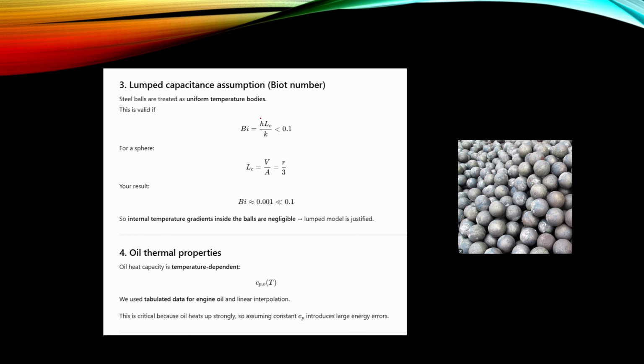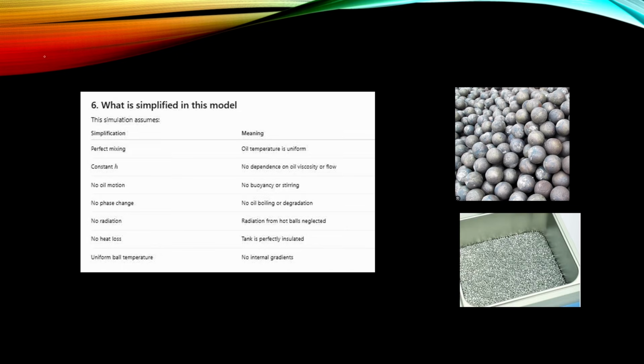Biot number is a function of heat transfer coefficient times characteristic length divided by heat conductivity. If this Biot number is less than 0.1, we can be sure that this assumption is okay. And for millimeter scale balls, this Biot number is typically very small. So this is okay. We are now creating a simplified model.